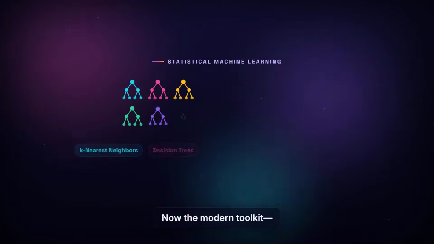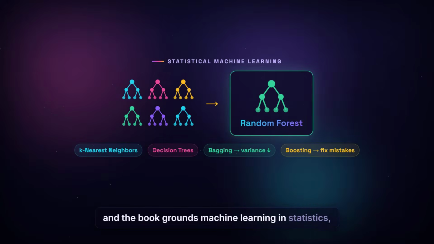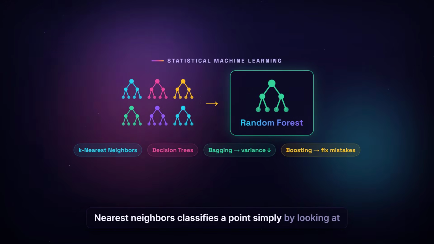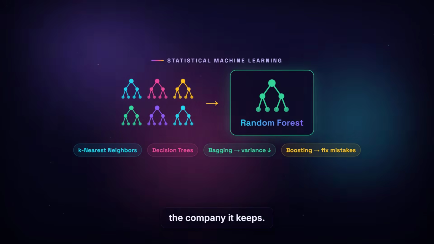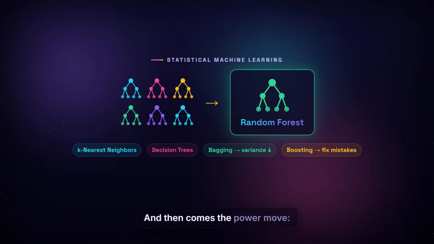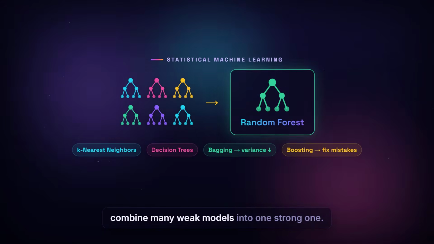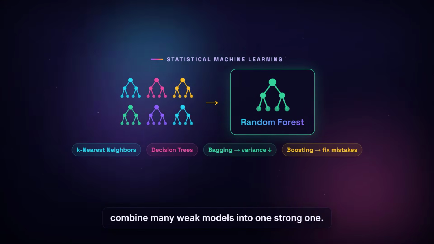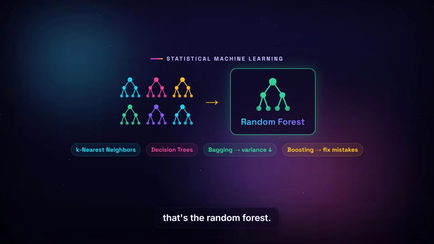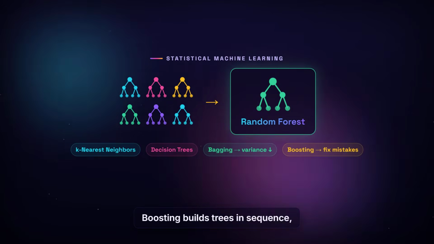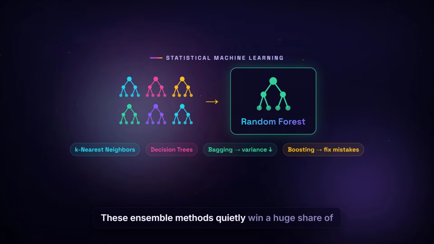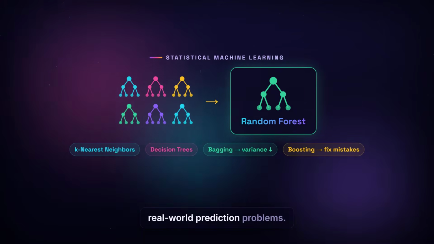Now, the modern toolkit, and the book grounds machine learning in statistics, not hype. Nearest neighbors classifies a point simply by looking at the company it keeps. Decision trees split the data into clean readable rules. And then comes the power move. Combine many weak models into one strong one. Bagging averages many trees to cut down variance. That's the random forest. Boosting builds trees in sequence, each one fixing the mistakes of the last. These ensemble methods quietly win a huge share of real-world prediction problems.